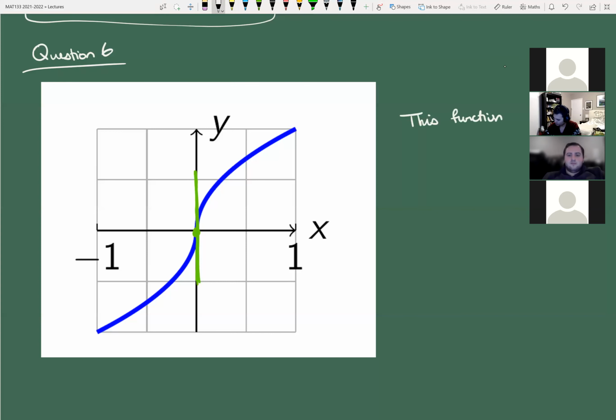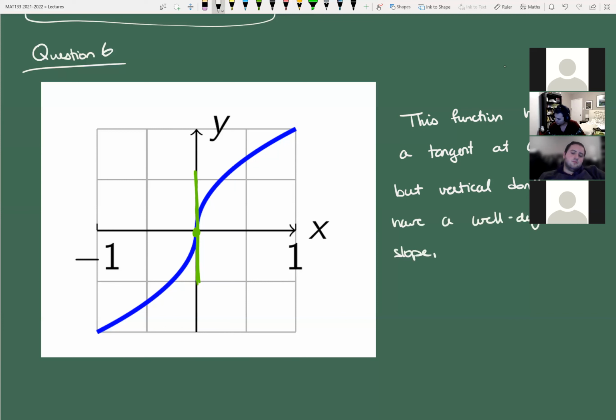So this function has a tangent at 0, but it's undefined. It's vertical, and a vertical line doesn't have a slope because it could be negative infinity or positive infinity, so we just say it's undefined. Vertical lines don't have a well-defined slope, so f prime of 0 does not exist.